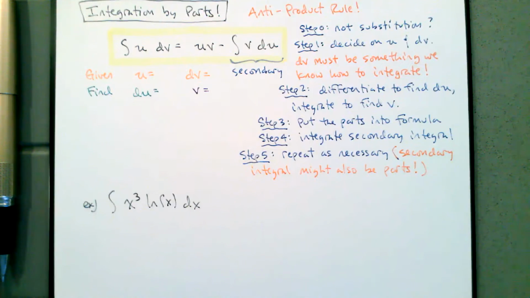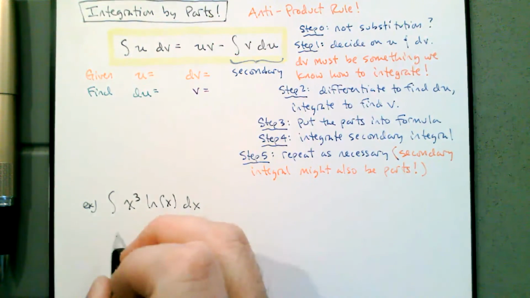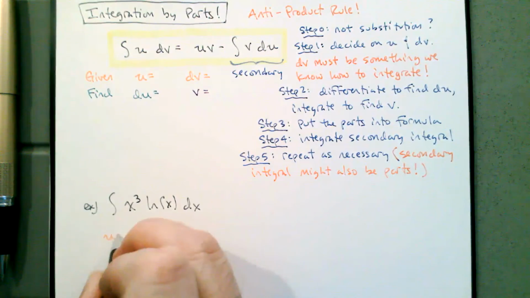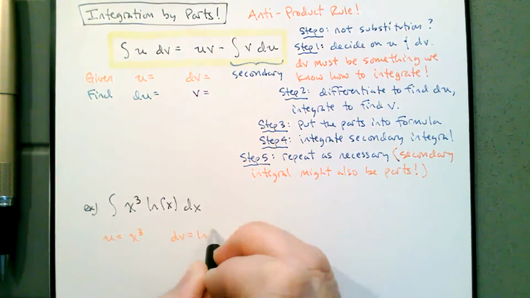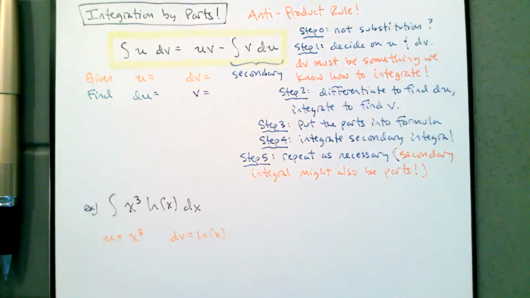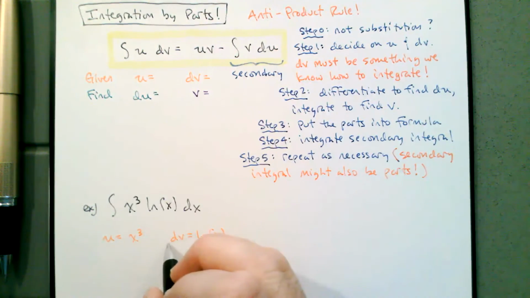So step 1, we need to decide on u and dv. Yesterday, we just kept putting the polynomial in u and the other stuff in dv. We did one whole example. If we tried that, if we said let u be x cubed and dv is natural log of x, this assignment of parts is not going to work. We don't know the antiderivative of natural log of x. We know the derivative of natural log of x. We don't know the antiderivative of natural log of x. So this is a miss.